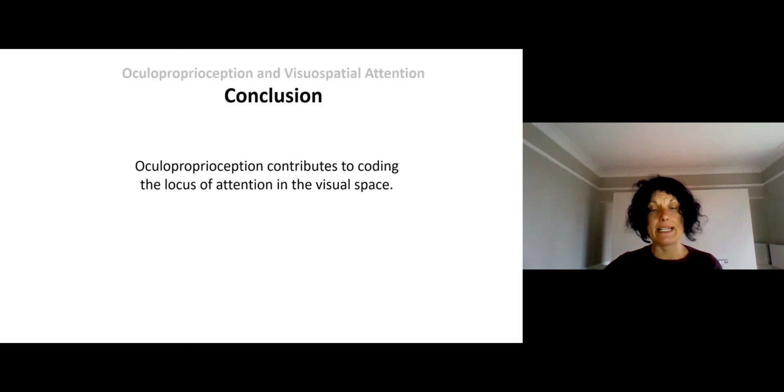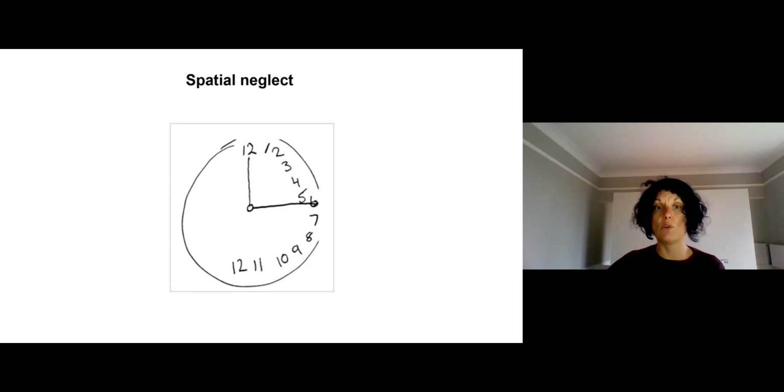In my last few slides, I'd like to talk about an attention disorder called spatial neglect, in which patients after a stroke in one brain hemisphere fail to attend to one half of the visual space. So often the lesion is in the right brain hemisphere, causing neglect of the left visual space. And you see on this slide one of the tests used to diagnose this disorder. The patients are asked to copy a clock face, and this patient has placed all the numbers on the right side.